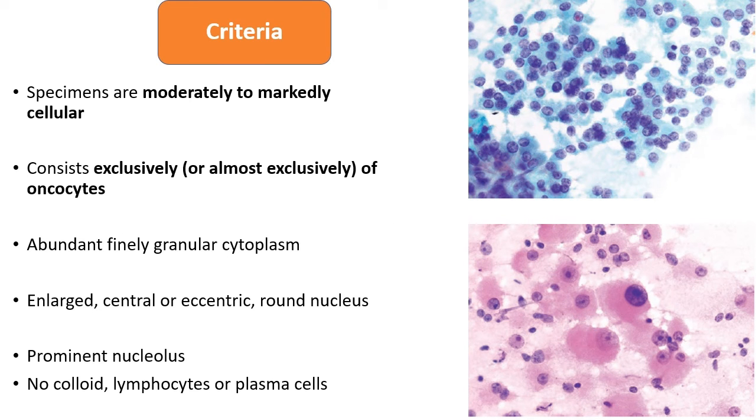So what are the criteria for oncocytic follicular neoplasms? Again, specimens should be moderately to markedly cellular, and they should consist exclusively or almost exclusively of oncocytes. Oncocytes have abundant finely granular cytoplasm. They have enlarged central or eccentric round nucleus with a prominent nucleolus. No colloid, lymphocytes or plasma cells should be seen. So if you have abundant colloid in the background, possibility of multinodular goiter should be considered. If you have excess of lymphocytes, consider a possibility of lymphocytic thyroiditis.